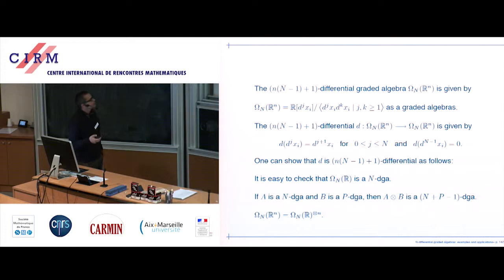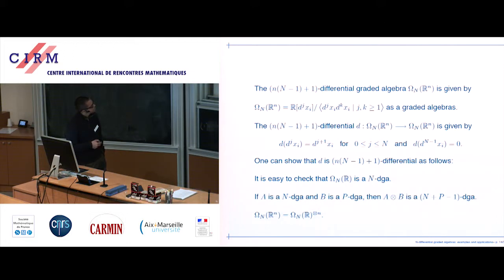We could say it is a generalization of the de Rham differential as usual. If I plug in a derivative, I just increase the number of derivatives, and for the last one it is 0. Then you check that what you obtain is an n differential graded algebra. The proof of this fact is rather simple. If you apply this construction to R instead of R^n, then you get an n differential graded algebra.